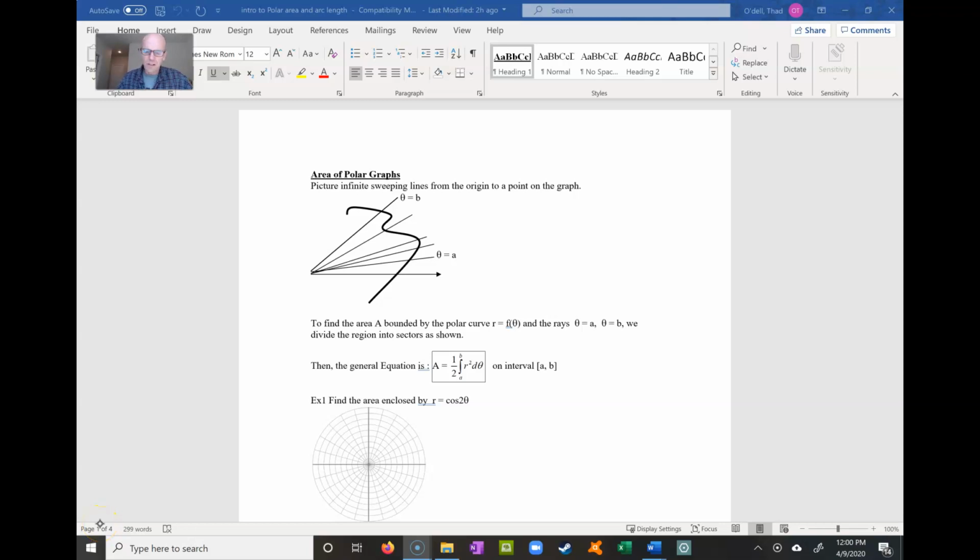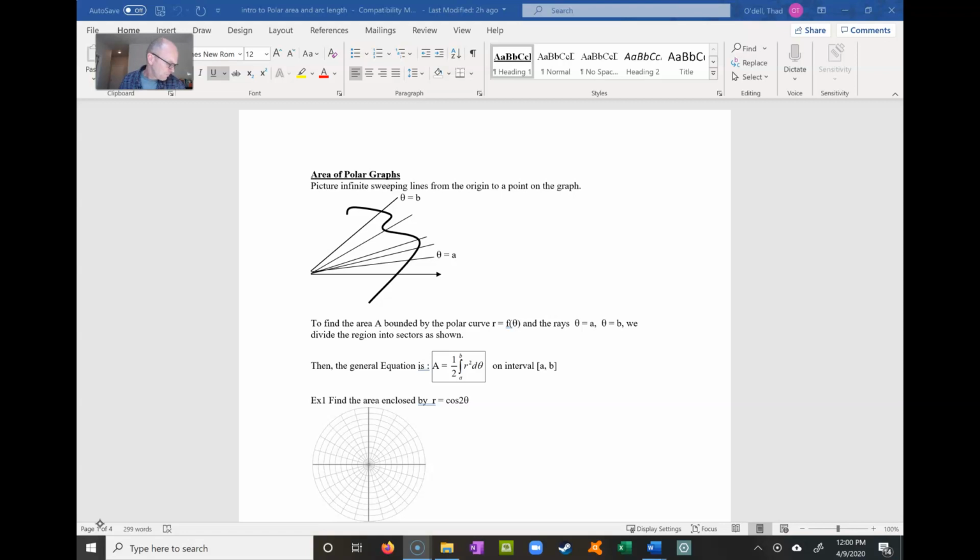So the topic of this video is the calculus of the polar coordinate system. So we're going to be starting off with finding the area of a region defined by a polar coordinate graph.